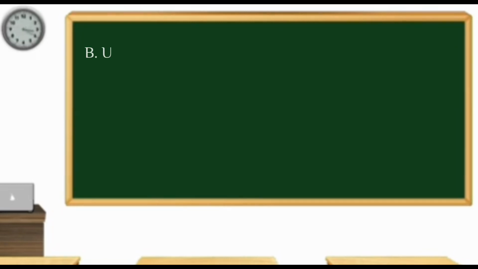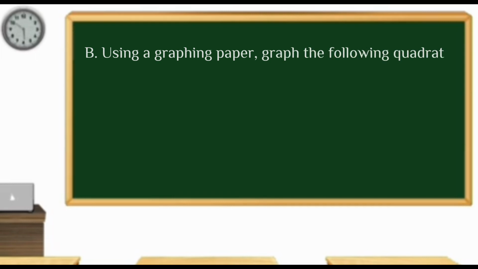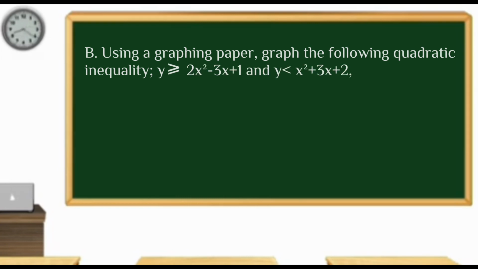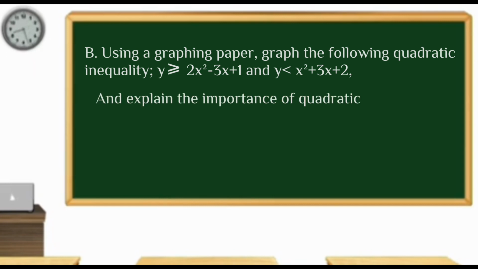In Test B, using graphing paper, graph the following quadratic inequalities: y is greater than or equal to 2x squared minus 3x plus 1 and y is less than x squared plus 3x plus 2. And when you are done graphing, explain the importance of quadratic inequality in real-life situations.